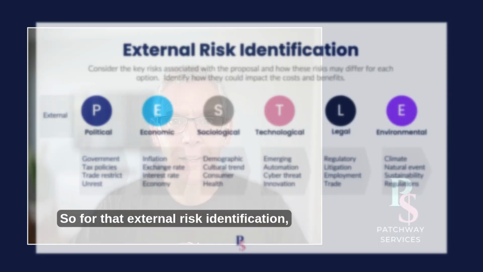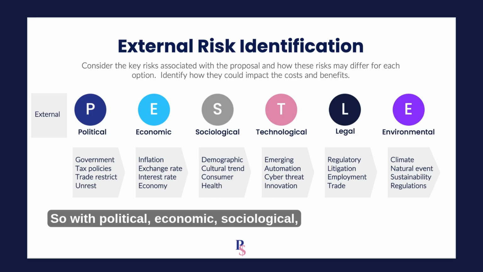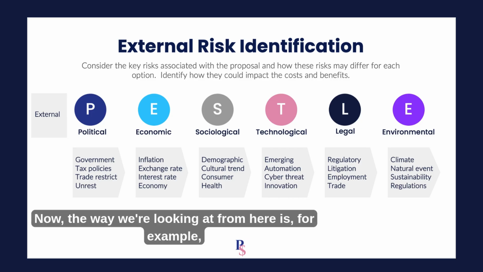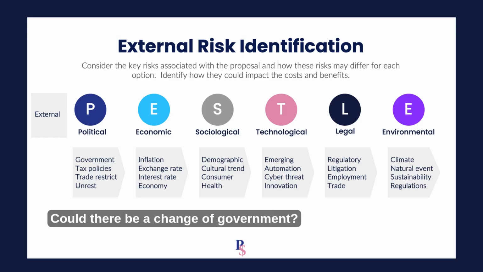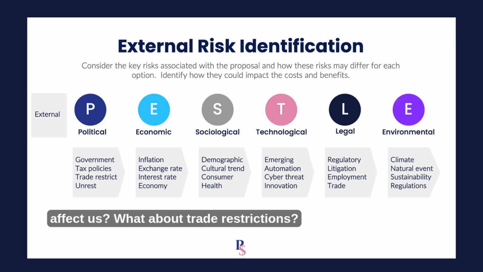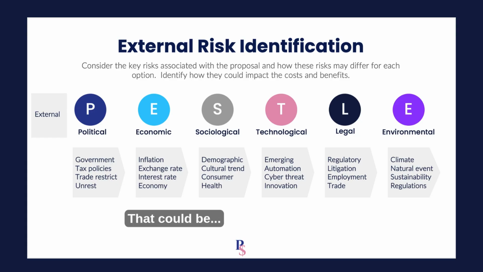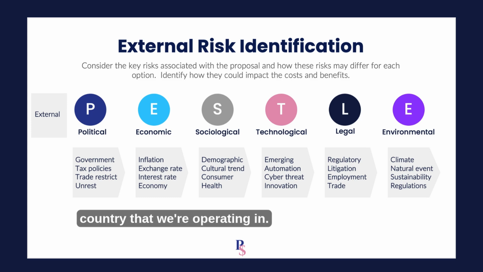So for external risk identification, commonly we can utilize the PESTLE framework: political, economic, sociological, technological, legal, and environmental. Now, the way we're looking at it from here is, for example, for our business case, could there be any political risks? Could there be a change of government? Is there the potential that tax policies might change and affect us? What about trade restrictions, or different tariffs? What about political unrest in the country that we're operating in?